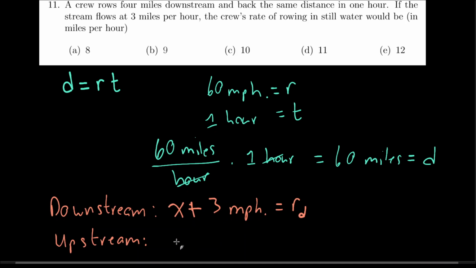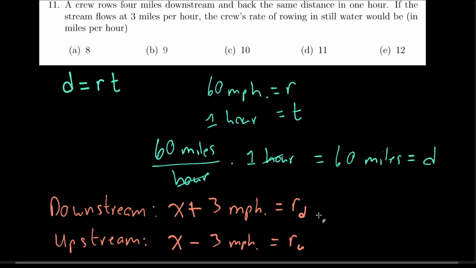When you're going upstream, though, you're fighting against the stream. You're moving up, but the stream is pushing you back. So you have your rate of rowing in still water minus the stream rate. Okay, so you're going at x minus 3 miles per hour, and that is your rate upstream. Okay, awesome.